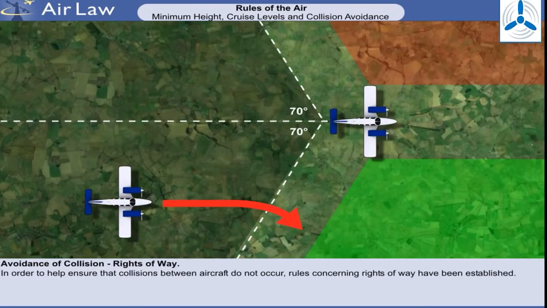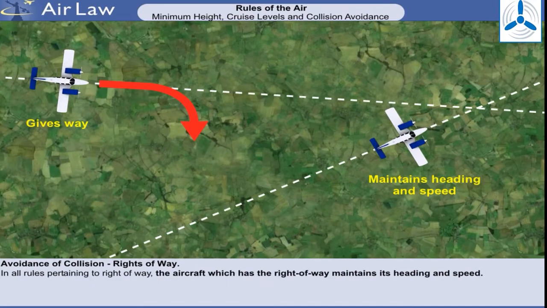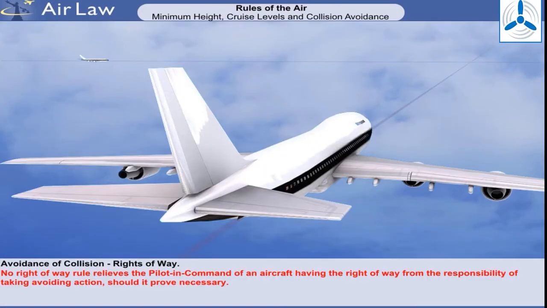It is in order to help ensure that collisions between aircraft do not occur that rules concerning rights of way have been established. In all rules pertaining to right of way, the aircraft which has the right of way maintains its heading and speed. However, it is crucial that pilots understand that no right-of-way rule relieves the pilot in command of an aircraft having the right-of-way from the responsibility of taking avoiding action should it prove necessary.